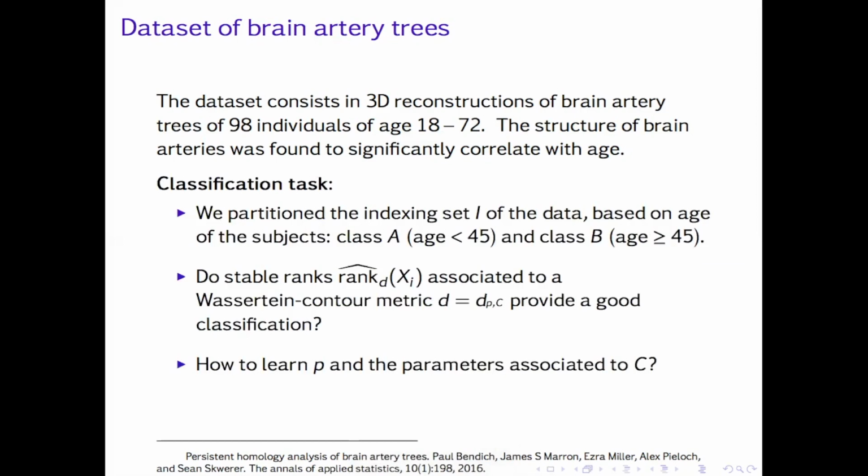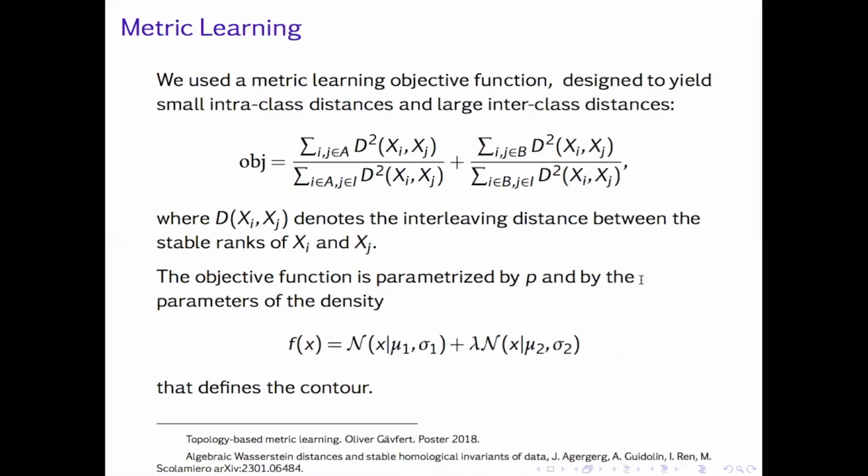So what we did was that we split the data into parts, class A and class B. I is the union of A and B, so I is all the data. A, age below 45, B, age above 35. And we tried to do a metric learning approach to optimize the parameter P and the parameters of C at the same time.